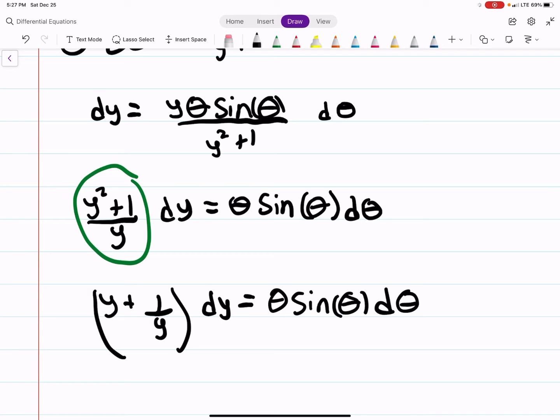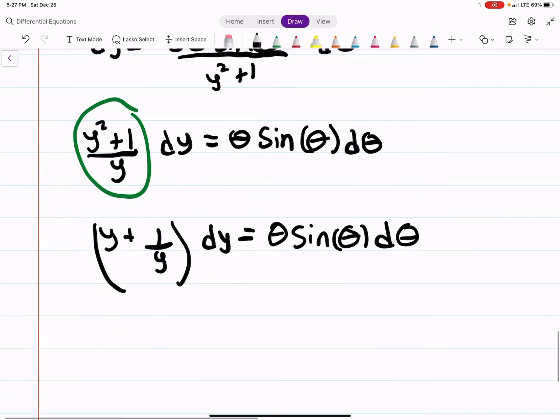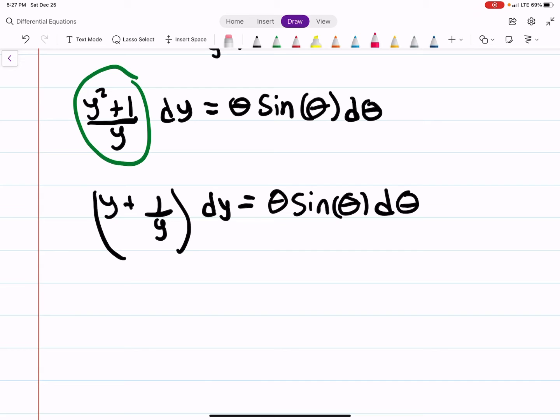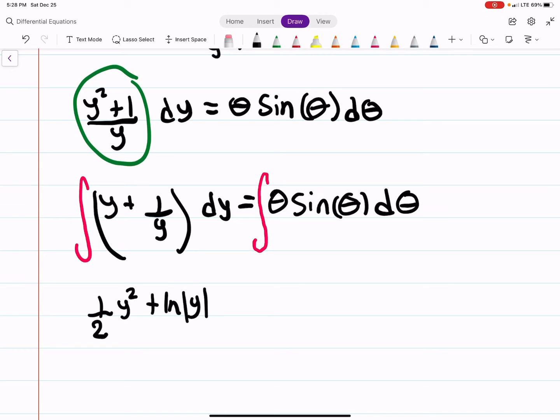Okay. So now we integrate both sides. Once you successfully separate, the next step is to integrate both sides. Okay. So I'm going to do this one a little fast. I'm sure you guys are fine with this. That's 1/2 y squared plus the natural log of the absolute value of y equals the integral of theta sine theta d theta.